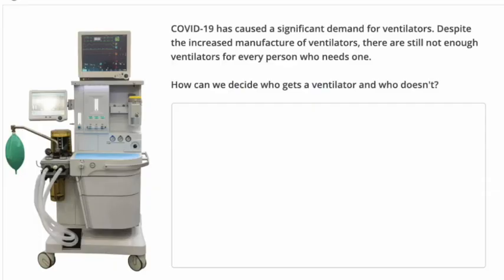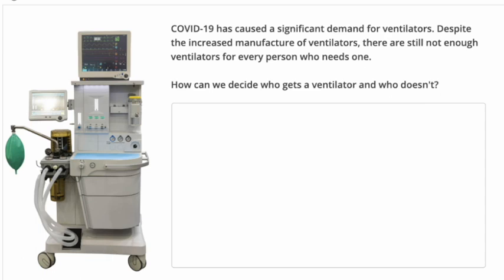COVID-19 caused a significant demand for ventilators, but even though at one point there was an increase in manufacturing, there was still not enough for every person that needed one. If you remember, the critical care units didn't have enough ventilators, and the production wasn't meeting the demand. So how do we decide who would get a ventilator and who doesn't in that situation? That's a tough one, right?